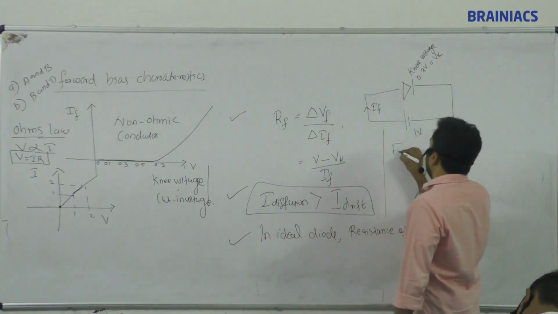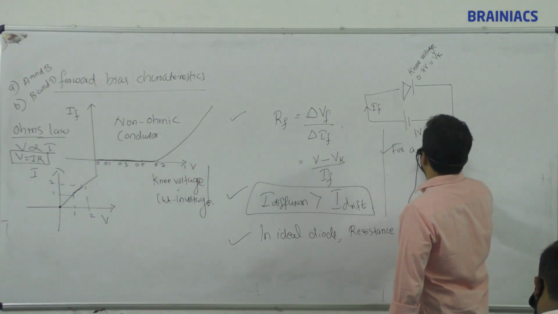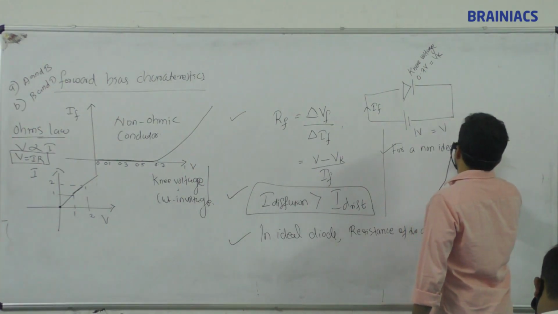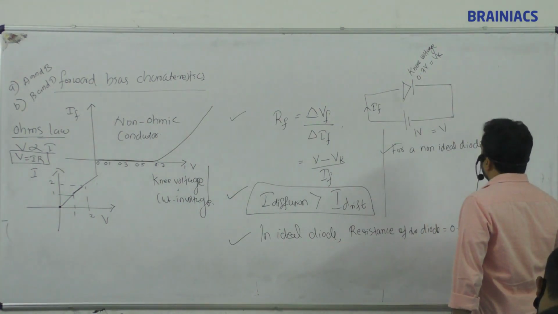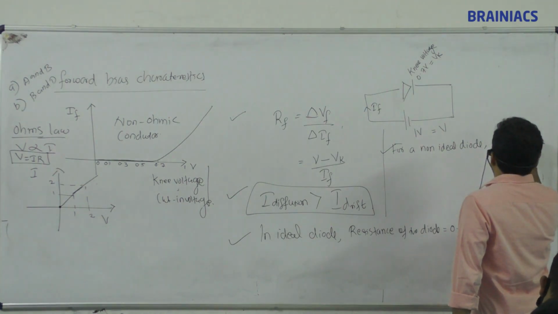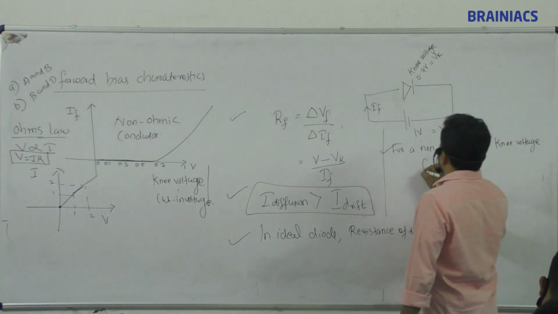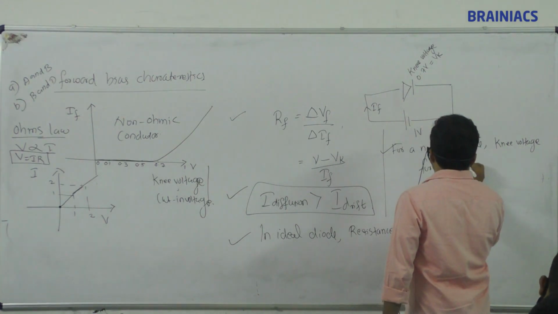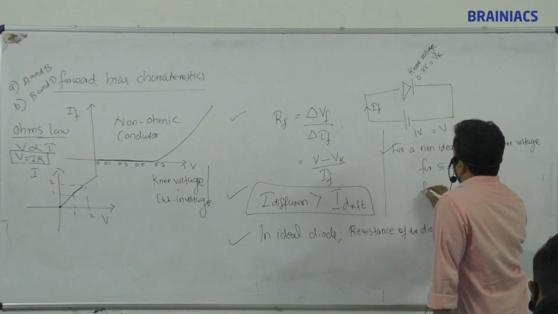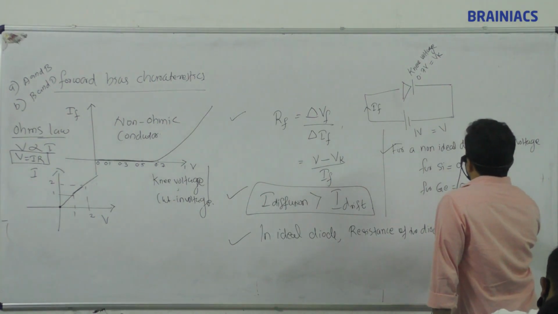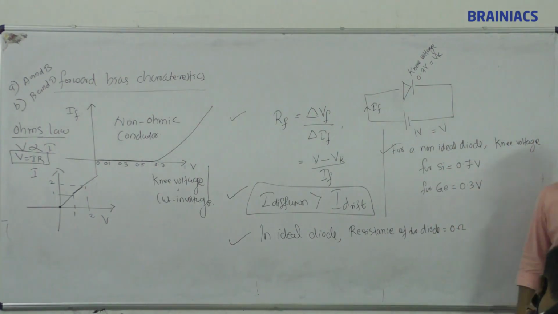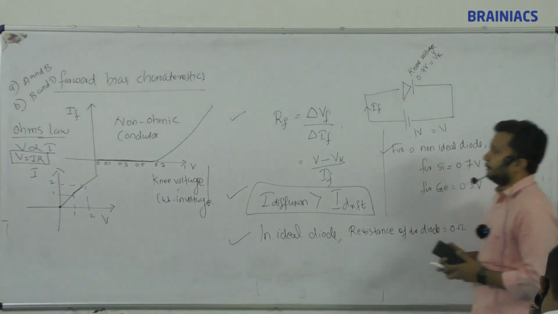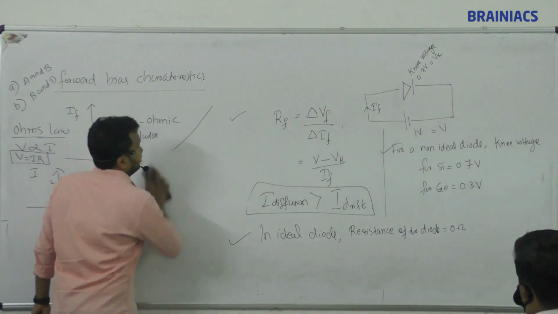Next, for a non-ideal diode, the knee voltage for silicon is equal to 0.7 volt. For germanium it is 0.3 volt. This is for a non-ideal diode.